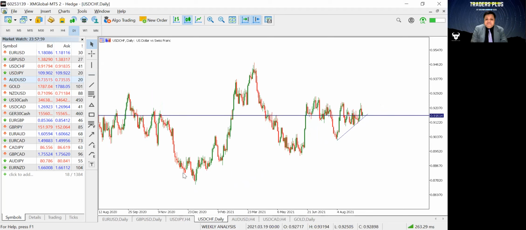Dominant pa rin yung uptrend niya here. Although it's somewhat forming a triangle, pero lamang yung paakyat. Medyo lamang yung paakyat. Okay, and might be hanggang dito yan. Okay. So, wait for it to make a little pullback and then ride the uptrend. Right? So, I'll be more on the buy side for the USD CHF.